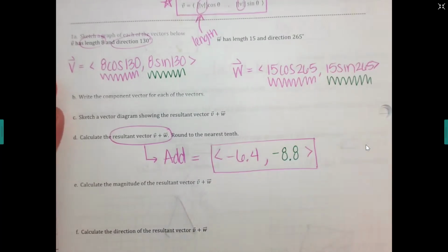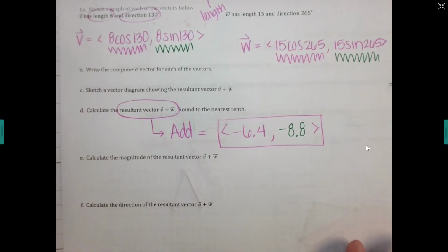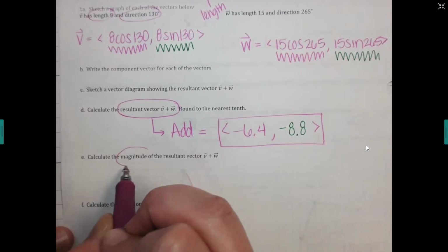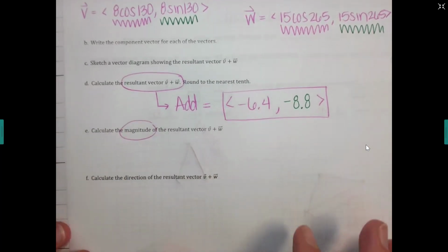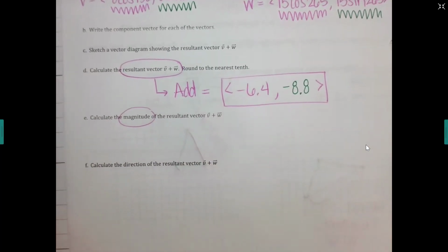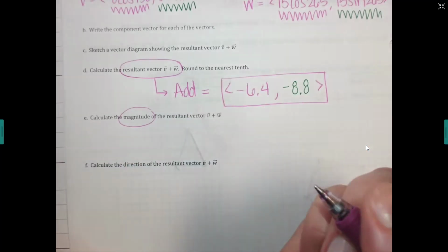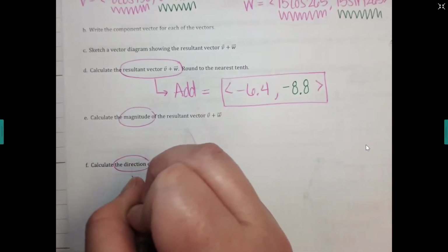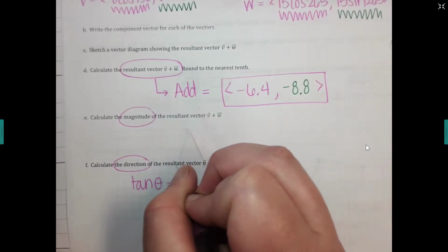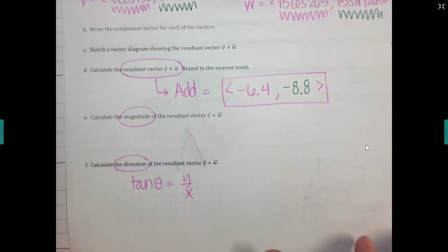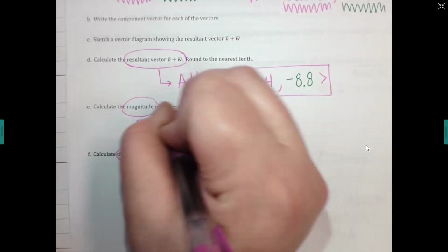Okay, then from there, all of the things it's going to ask you to do are the same things we've already done with vectors previously. It's going to ask you to calculate the magnitude. Do you remember how to do that? What's the formula for magnitude? Oh, that's for direction, tan y over x. What's the magnitude one though? A squared plus b squared. So it'd be x squared plus y squared, then take the square root.